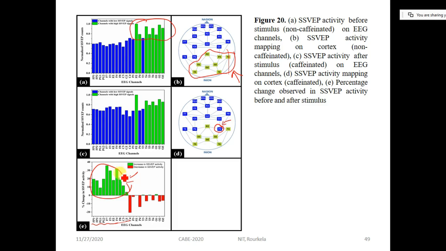This was a new finding, and no one previously has reported this kind of finding.